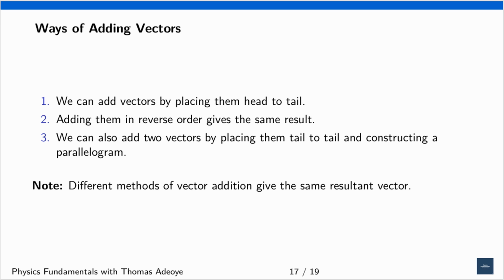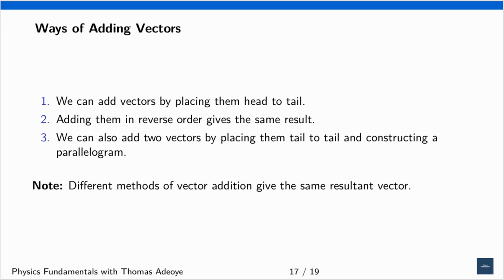Which is ways of adding vectors. We have different ways of adding vectors. The first way is we can add vectors by placing them head to tail. We can also add them in reverse order giving the same result, and also by placing them tail to tail and constructing a parallelogram. But the good news is that different methods of vector addition give the same vector result. Even though you are using different methods, you are still going to get the same result.